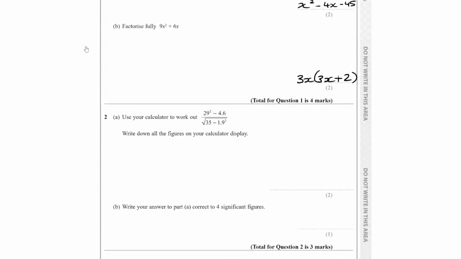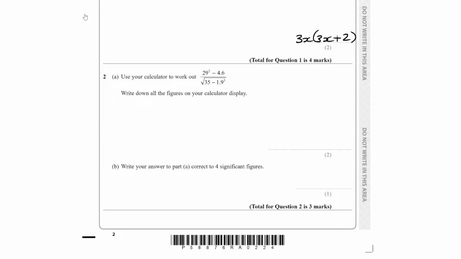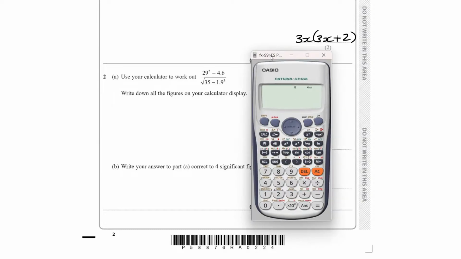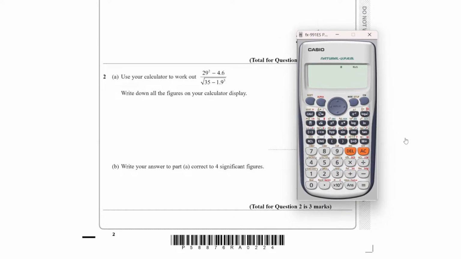Okay, question 2 is quite a nice one. It's just a calculator use one, basically. So use your calculator to work out 29 squared minus 4.6 divided by the square root of 35 minus 1.9 cubed. It's just testing to see if you know how to use your calculator, basically. Write down all the figures on your calculator display, so don't round it for part A.